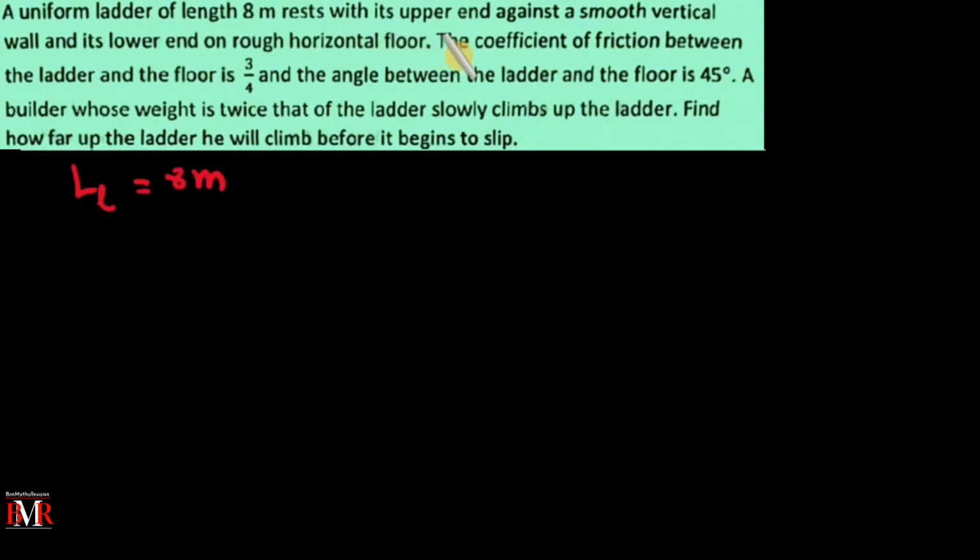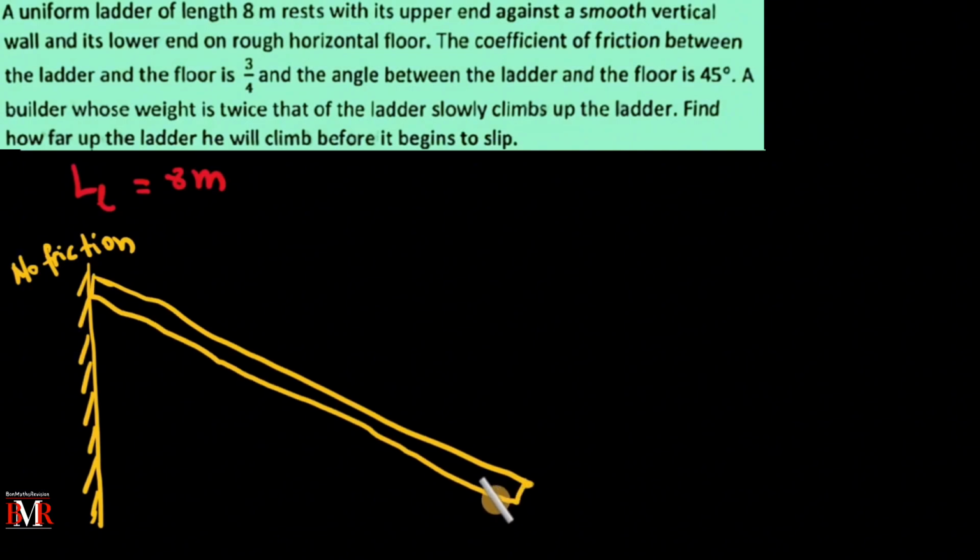Rests with its upper end against a smooth vertical wall. So it means there is a vertical wall and the wall is smooth, meaning that there is no friction on the wall. The ladder rests with its upper end against the smooth vertical wall, and its lower end on the rough horizontal floor, meaning that the other end of the ladder is resting on the floor.